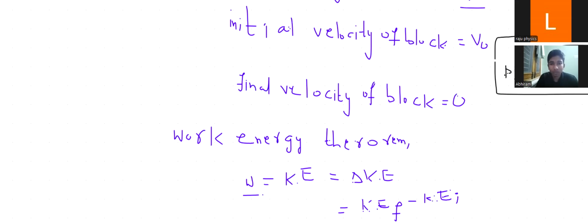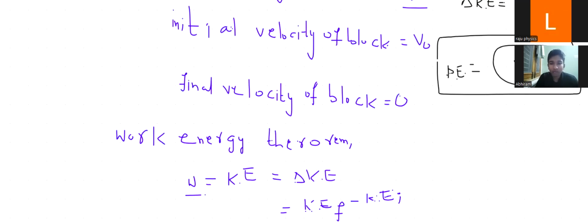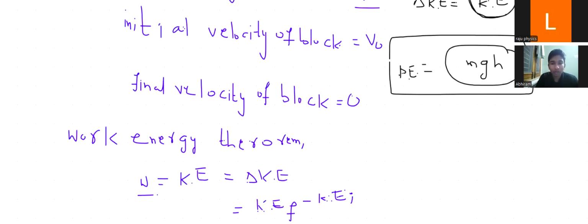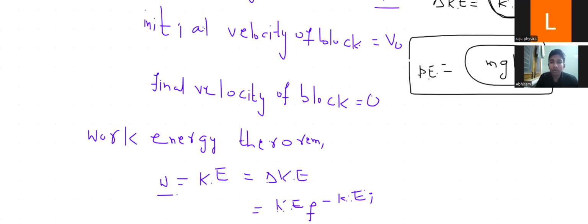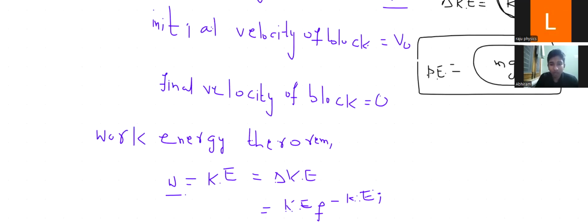So then I ask you, what is meant by work energy theorem? So what did you say about the work energy theorem? I don't know any formula or anything. Just tell me what you have understood about the work energy theorem. Work equals change in kinetic energy. Excellent, Abhi.